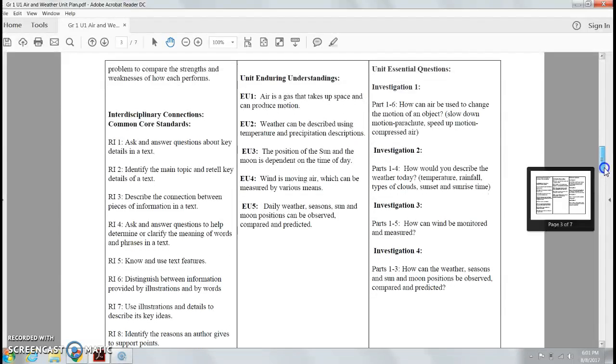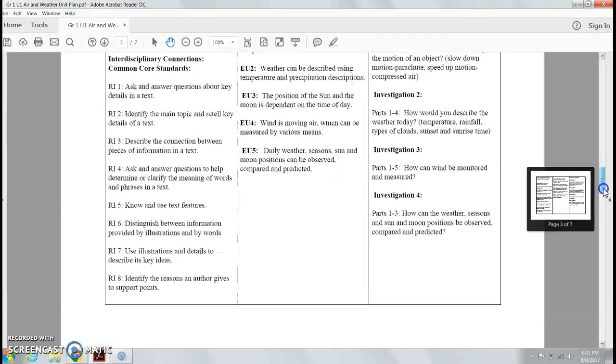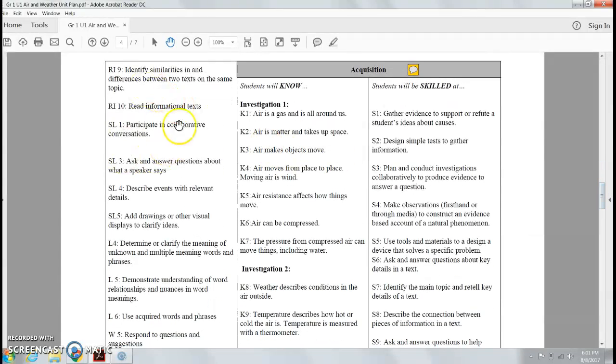If we go further down, you'll see that there's enduring understandings. Those are the big things that the students are going to need to be able to explain in this unit that will help them reach towards that transfer goal. As I mentioned earlier, in the left column there, that's the continuation of all the standards in addition to the NJSLS. So right now, these are the speaking and listening standards and the reading standards.